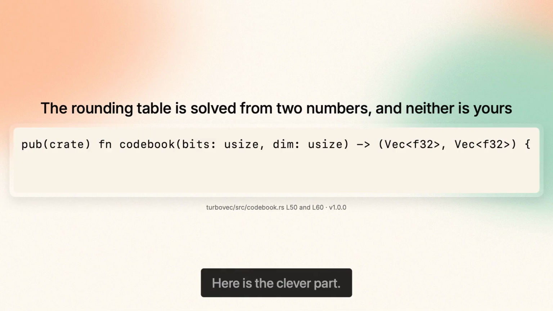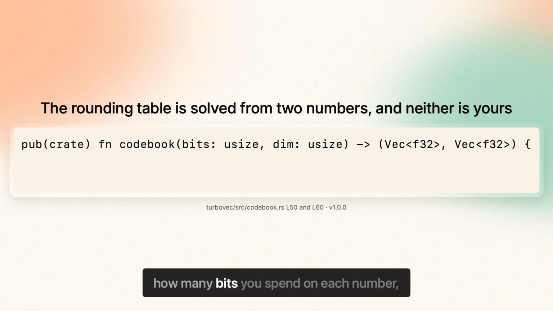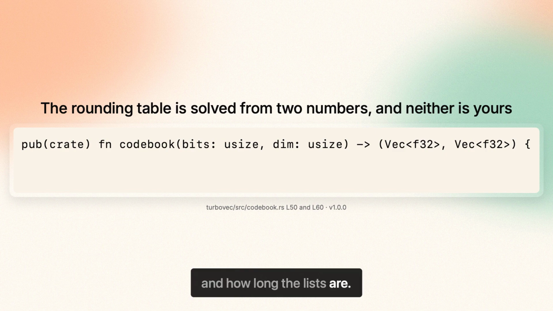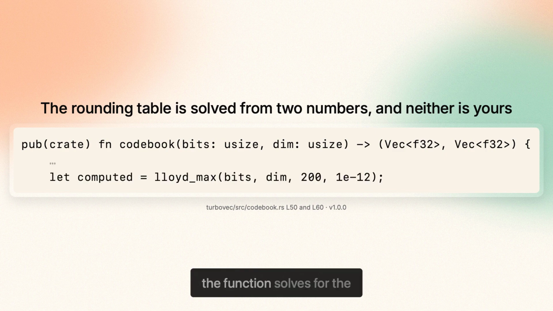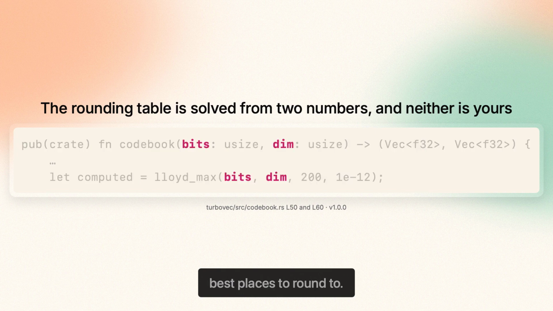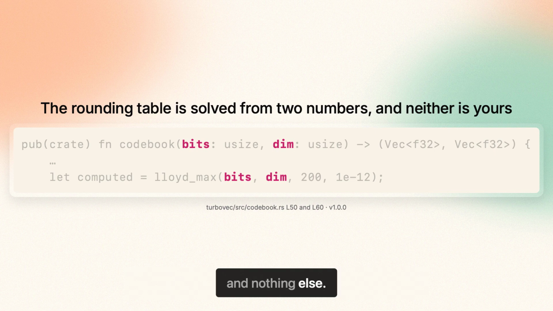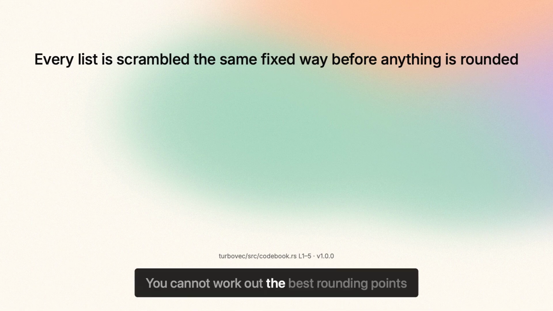Here's the clever part. The function that builds turbovec's rounding table takes two things: how many bits you spend on each number, 2, 3, or 4, and how long the lists are. From those two numbers, the function solves for the best places to round to. There's nowhere in that list of inputs to put one of your lists, and the note above the function says the answer depends on those two numbers and nothing else. You cannot work out the best rounding points for data in general, so turbovec makes the data stop being general.